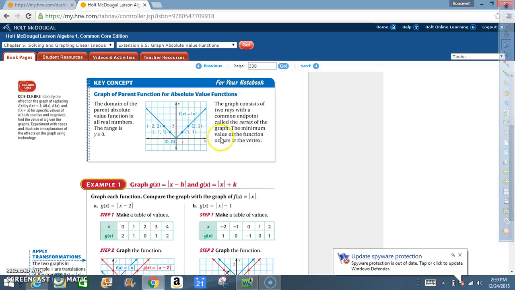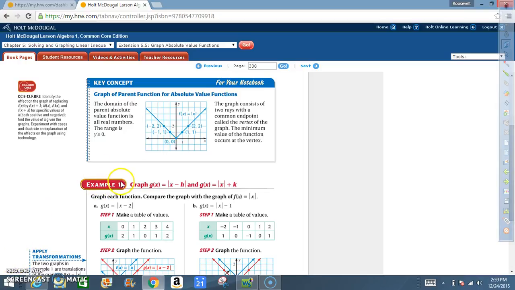The minimum value of the function occurs at the vertex. So the minimum value occurs right here. That's like saying that's the lowest value. Notice that you have 0, you have positive values for x, and you have negative values for x. That's important when it's time to graph.